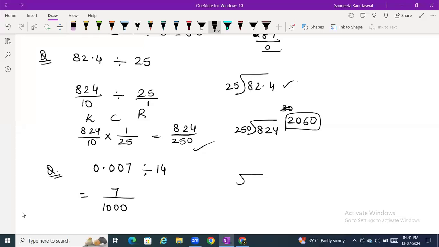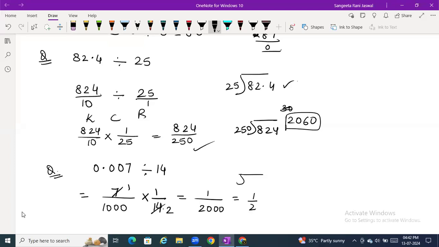First, convert the decimal to fraction form. Then multiply, the sign changes, then 14. This is 14 now, 14 by 1. 14 by 1 will become 1 by 14. So now what happens? 7 ones are 7, 7 twos are 14. So your number is 1 upon 2000. Right? So 1 upon 2000 you can write.